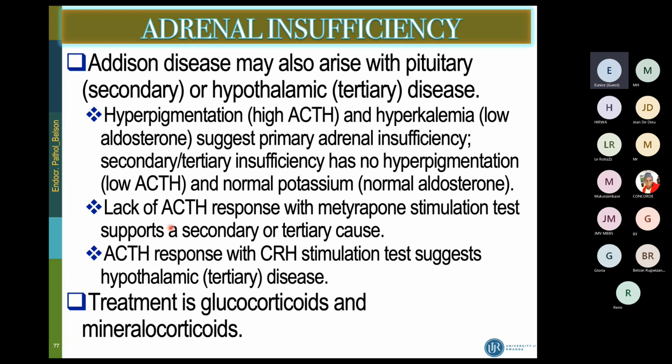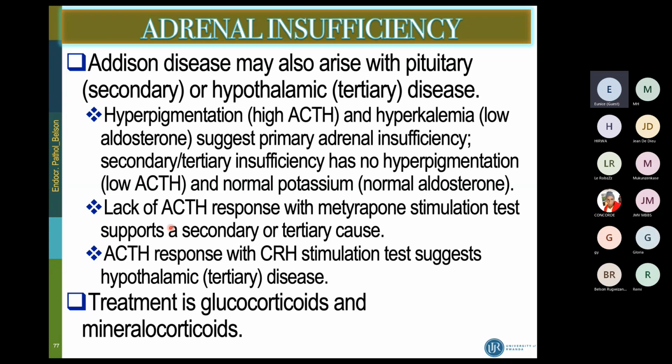So there will be hyperpigmentation because of high STH and hyperkalemia because of low aldosterone, which suggests primary adrenal insufficiency. Tertiary and secondary insufficiency has no hyperpigmentation. Kubera ko ubwayo STH ihari. STH ikorerwa muri pituitary. So niba iri hasi cyane uko pituitary or the hypothalamus zitari gukora akazi kazo.